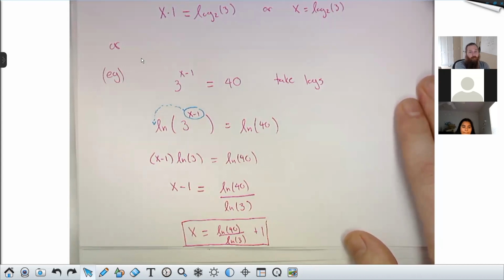None of those are super obvious in this form because we don't have a great intuition for the size of ln 40 or for the size of ln 3. We call this the exact form in terms of logarithms. And there will be plenty of questions in your homework and on the test where I ask you for the exact solution in terms of logarithms. But if we wanted to approximate this, we could feed this to our calculator and it would give us a decimal.